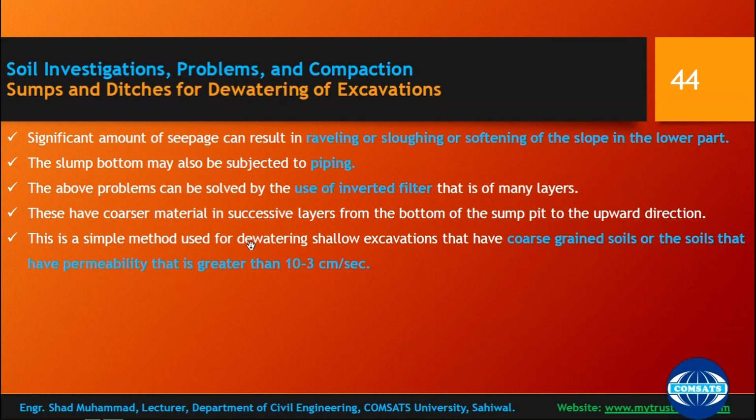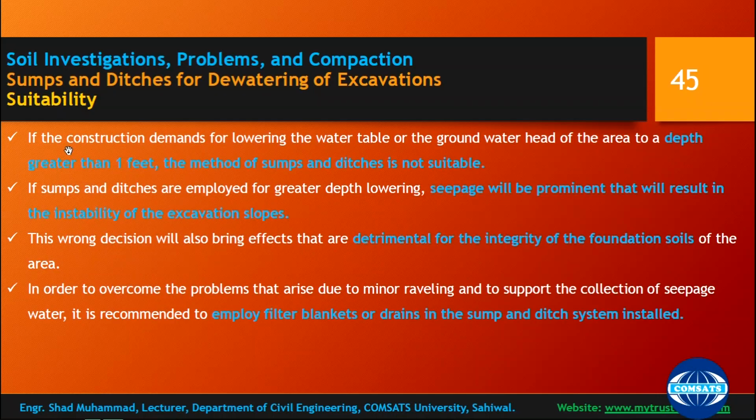This is the simple method used for dewatering shallow excavations that have coarse grained soil, or soil that has permeability greater than 10 raised to the power minus 3 centimeter per second. So if you have a shallow foundation and you want to dewater it, and that site has coarse grained soil, then you are going to use the sump and ditches method.